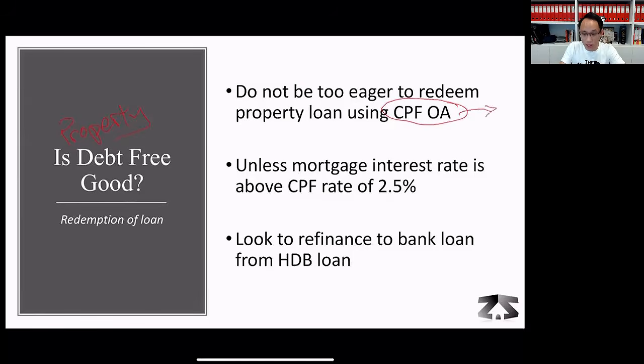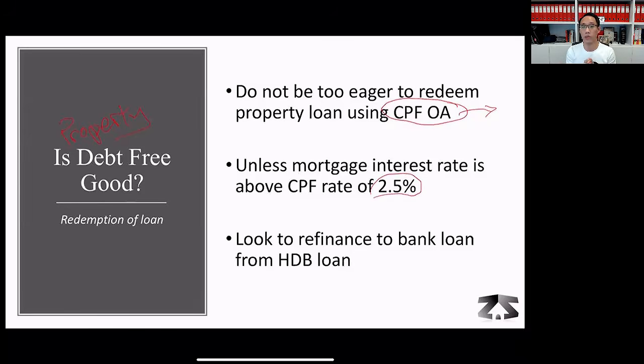And you can still leave it inside your own CPF OA to get that 2.5% interest rate. So what is a good guideline? It is probably if you feel that the interest rate on your loan is very high, you can use the CPF rate of 2.5% as a gauge, right? If it goes beyond that, then maybe you feel that you want to pay down. But again, you have to weigh a lot of other factors, like the property growth, things like that. It may not be the best thing, okay?